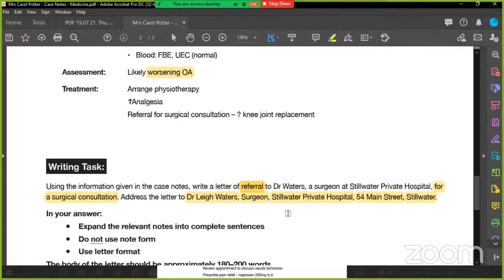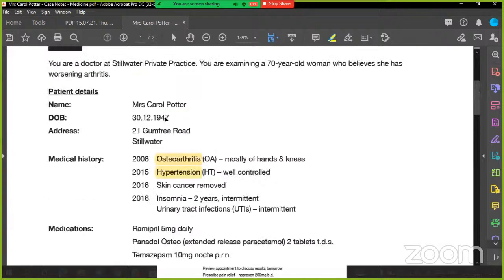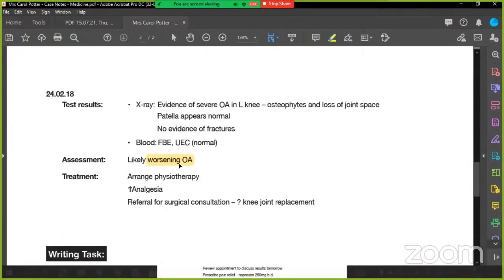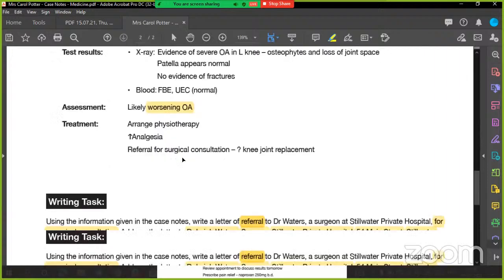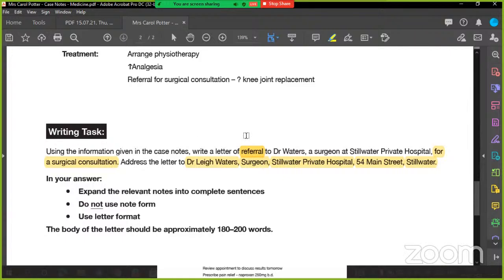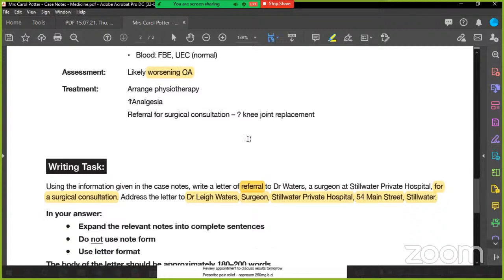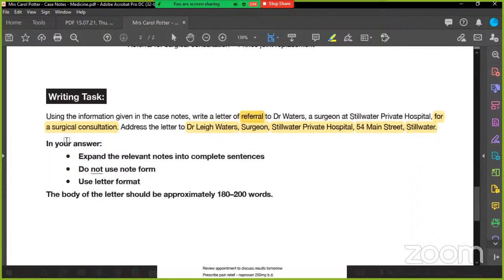I am referring Mrs. Carol Potter, who is diagnosed with worsening osteoarthritis, or whose condition was assessed as worsening osteoarthritis, for a surgical consultation. So these things you try to write in.